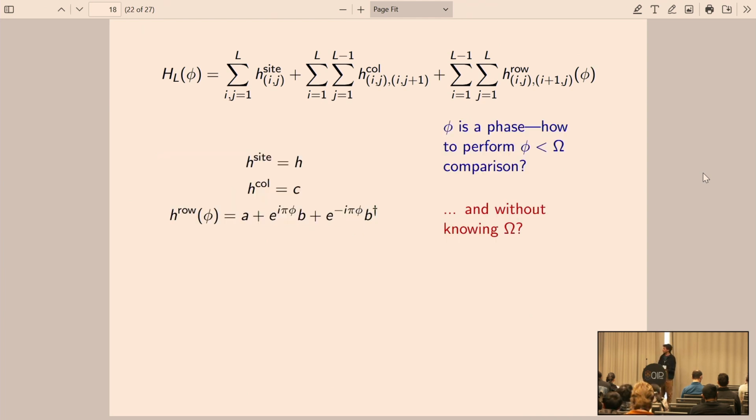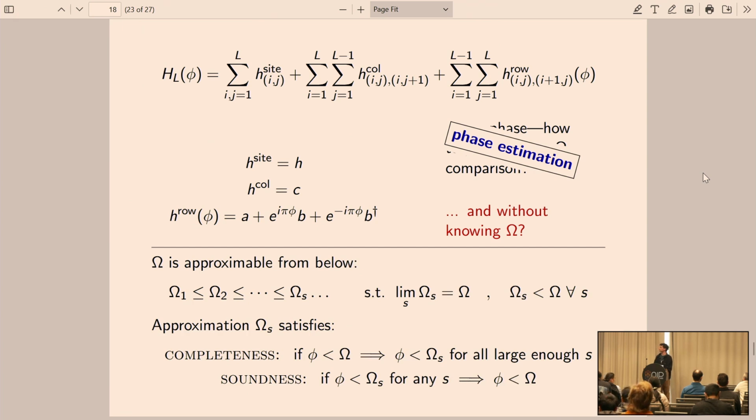So first off, the way that we have access to this phase phi is it's a phase. So it's not necessarily obvious how you say whether a phase is less than some number or not. How do you actually perform that comparison? And then as well, how do you do that when the number that you're comparing it to is an uncomputable number? You can't know it. So how do you compare another number to it?